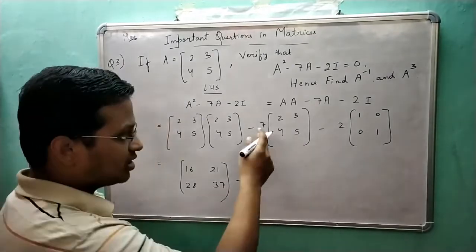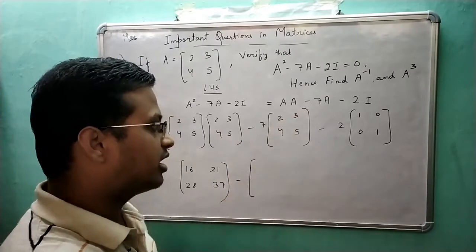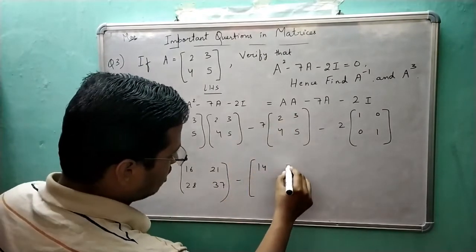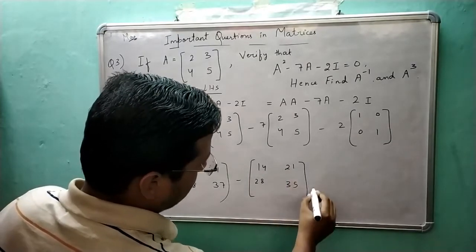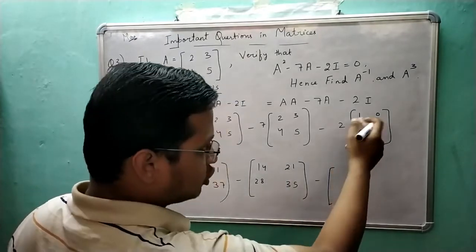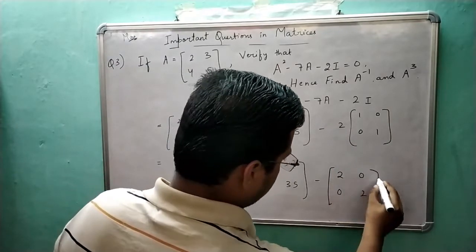Minus, now this is like a scalar multiplication. So 7 will get multiplied to all the elements. So 14, 21, 28, 35. Minus 2 will also get multiplied to all of them. So 2, 0, 0, 2.